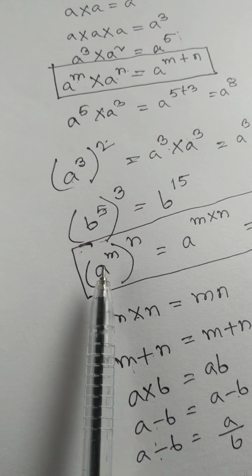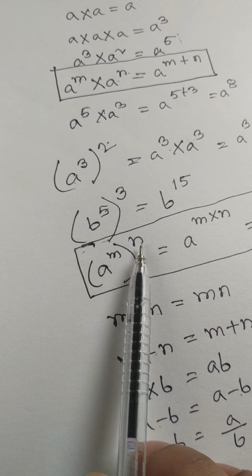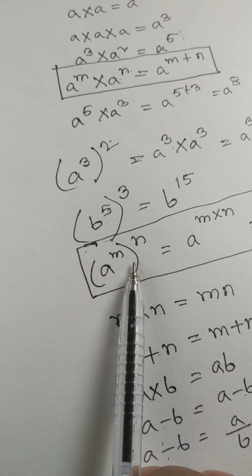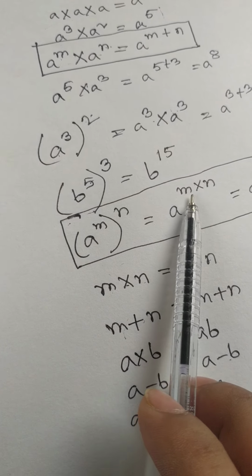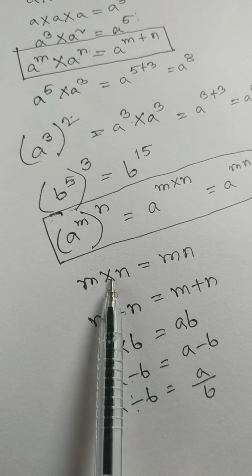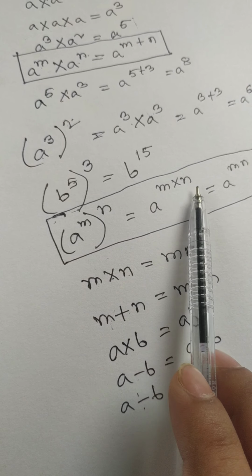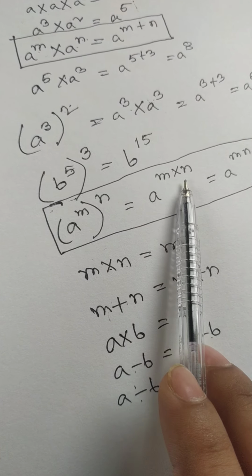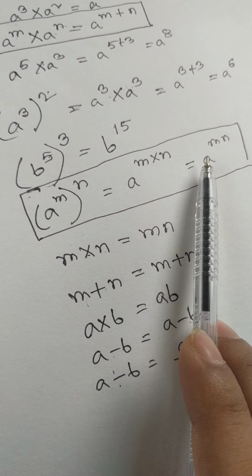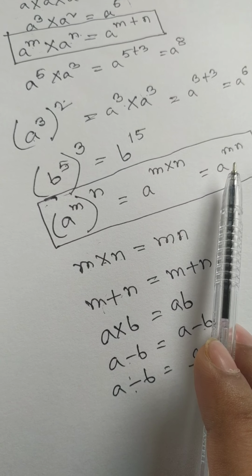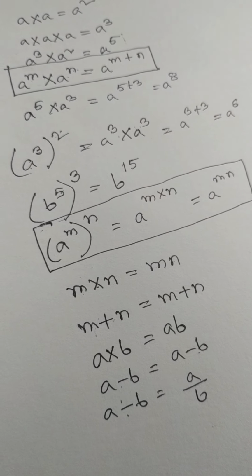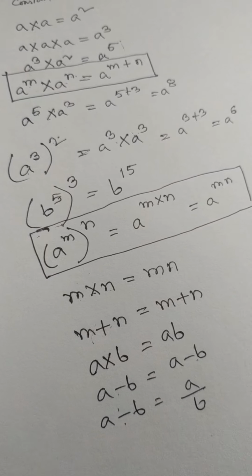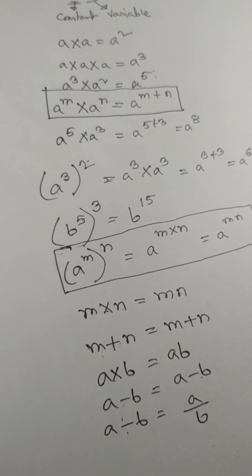And if an algebraic expression has another power, like a to the power m to the power n, then we need to multiply both the powers, that is a to the power m into n. So I've just explained that if you are multiplying two algebraic expressions, you can write them together, a to the power mn. So we will have a better understanding when we go to problems. Let's move on.